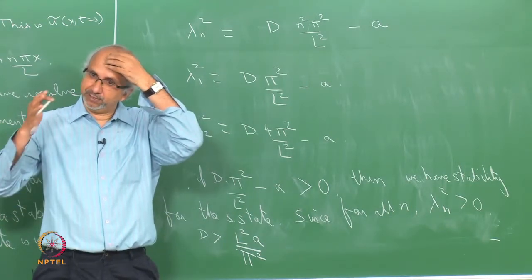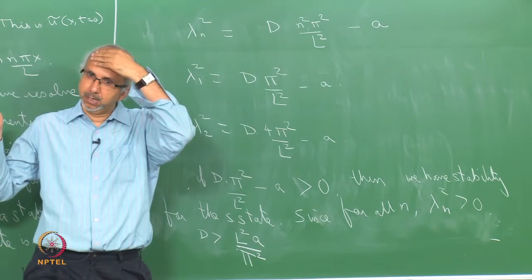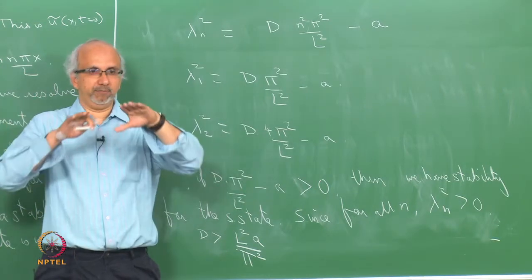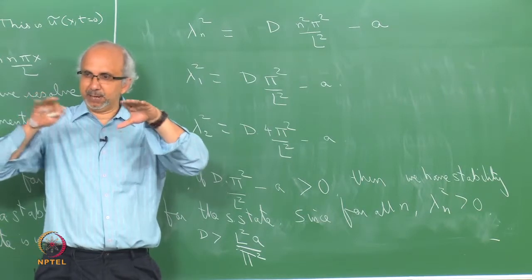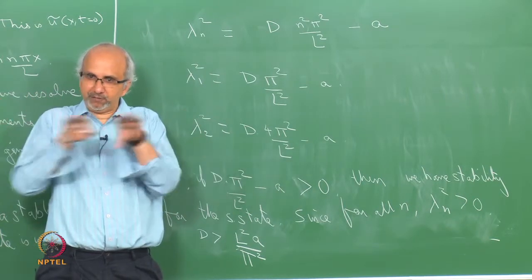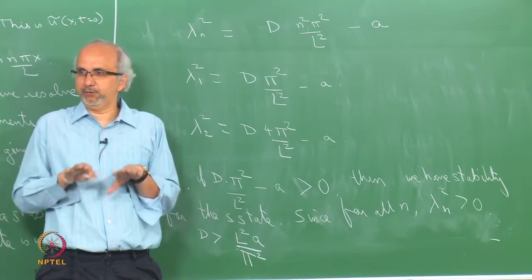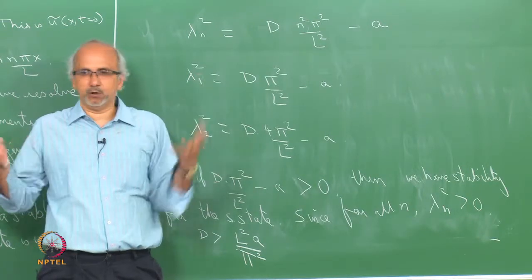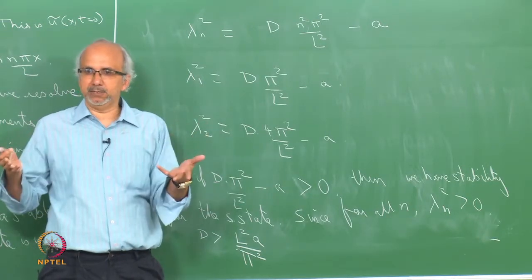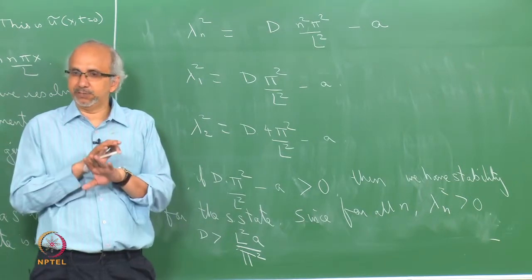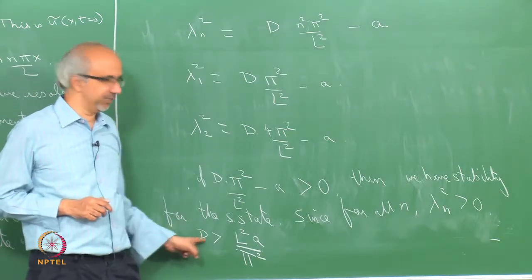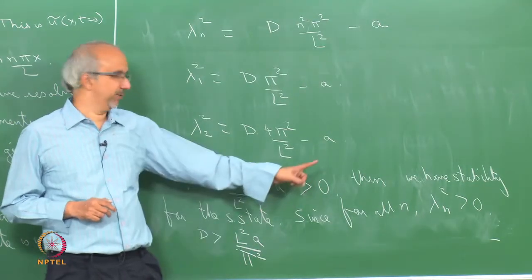Remember, if the diffusion coefficient is very large, then any concentration variation present in the slab will get smeared out, because diffusion will flatten it, because that's what diffusion does. If you have a room where there's a concentration gradient and you just leave it, diffusion is going to make it all equal. If the diffusion is greater than this critical value, you have a stable steady state.